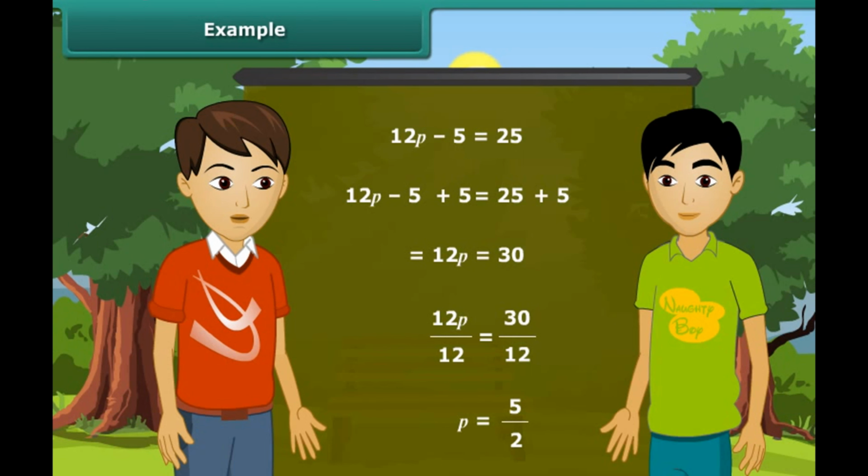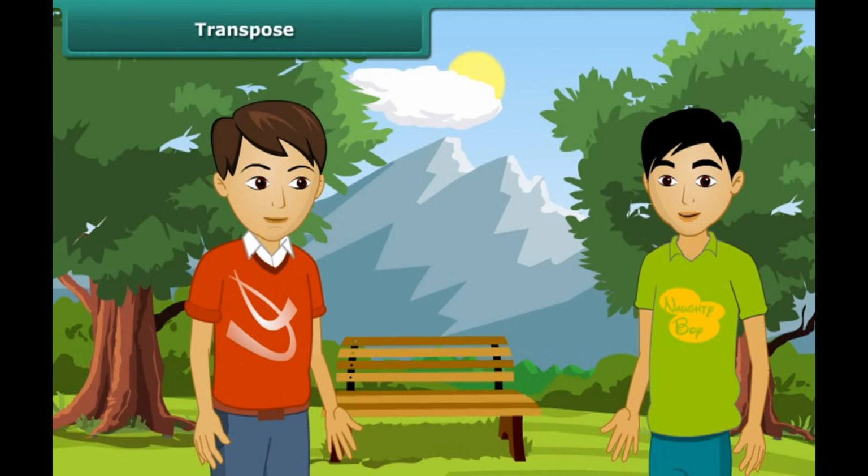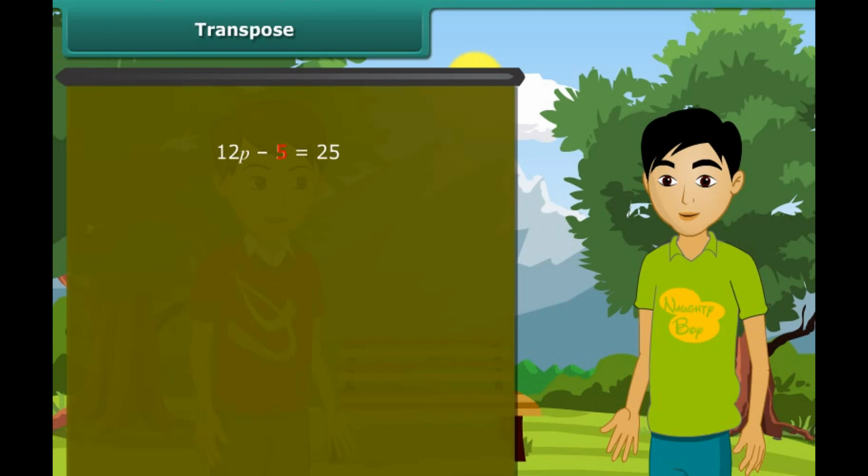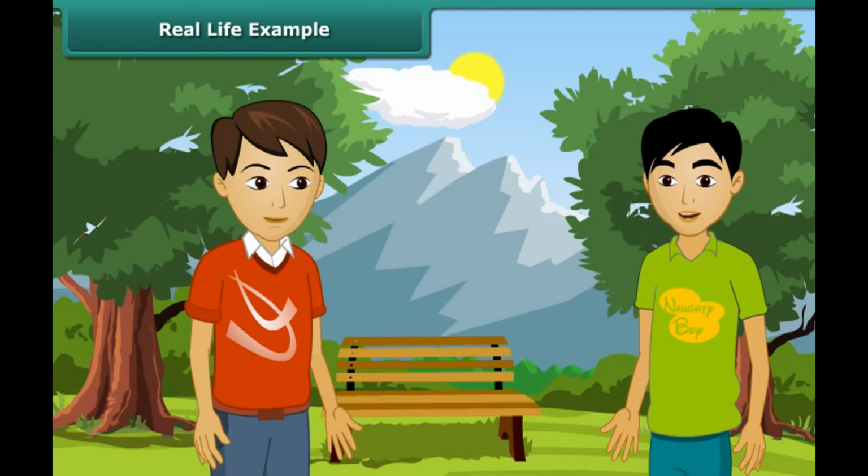What is transposing? Come, I'll explain you. Transposing means changing side. For example, in this example, we have changed the side of 5. And when we transpose any number, we change its sign. Plus becomes minus. Multiplication becomes division. And now by transposing 12, p becomes 30 divided by 12, which is equal to 5 upon 2. Ajay, now you know to solve the equation.